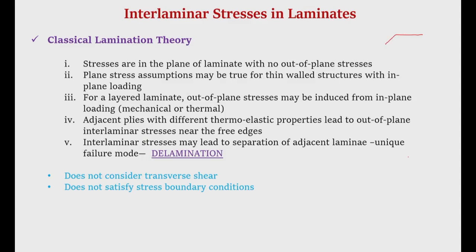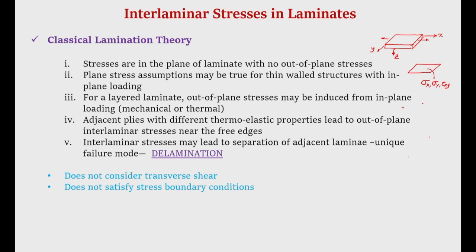the stresses are considered to be only in plane in each lamina. That means, if you remember, if we consider a laminate and try to find the stresses in the lamina, in classical lamination theory, one of the key assumptions is that each lamina of the laminate is subjected to only in-plane stresses. Suppose this is your x with our usual convention, y and z. If we consider one lamina, the stresses are only sigma x, sigma y and tau xy. That means we have only considered the in-plane stresses, and no out-of-plane stresses.